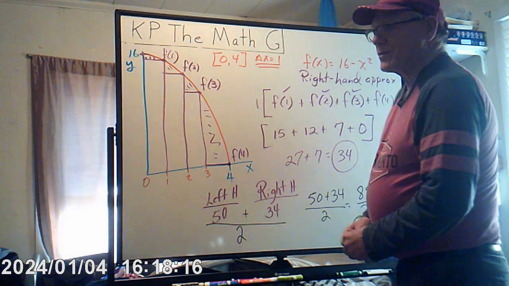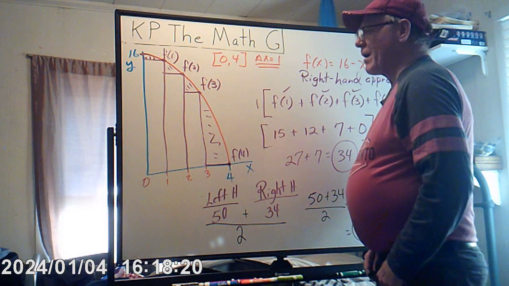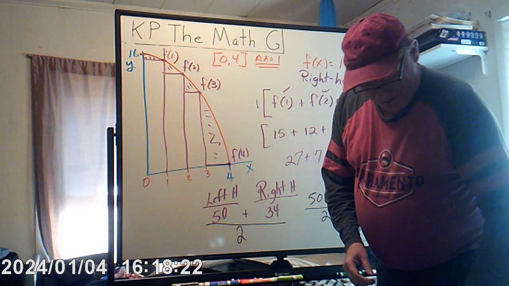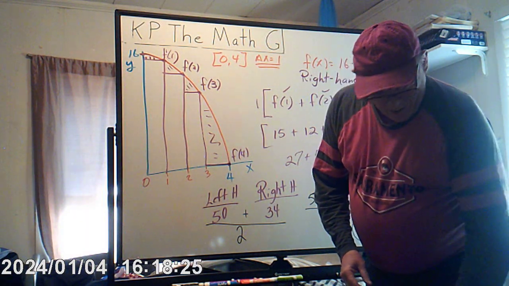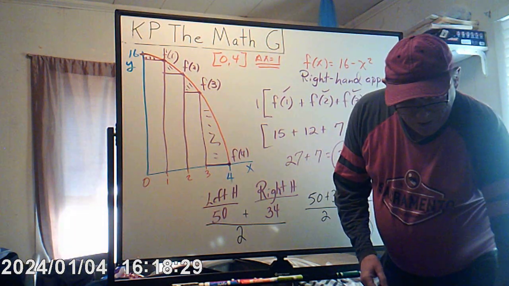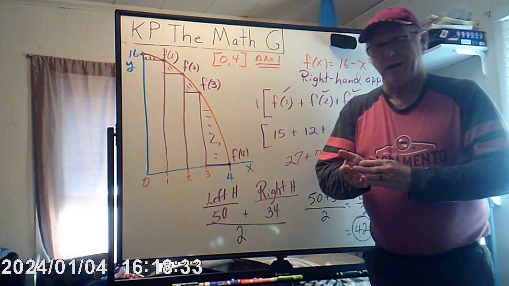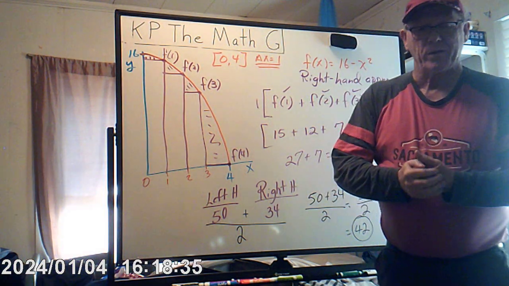That's kind of where we left off from last time. What I want to do this time is do another one, but I want to do it by the midpoint. There are actually 4 of these that we're doing: left hand, right hand, midpoint, and trapezoidal.